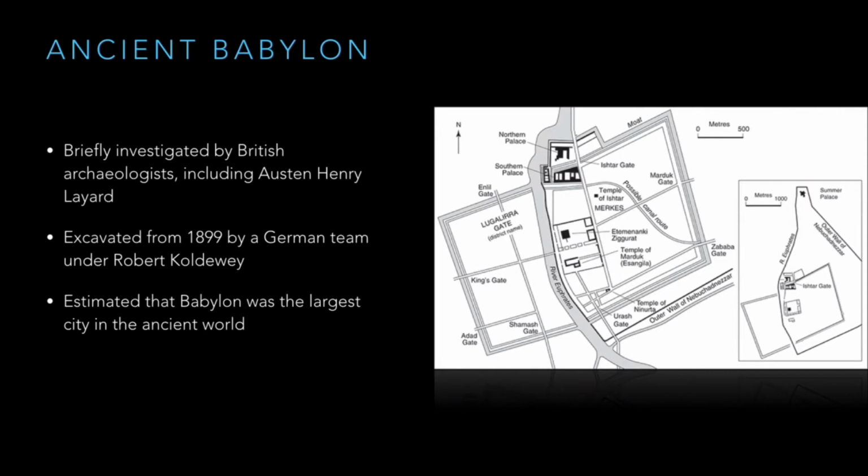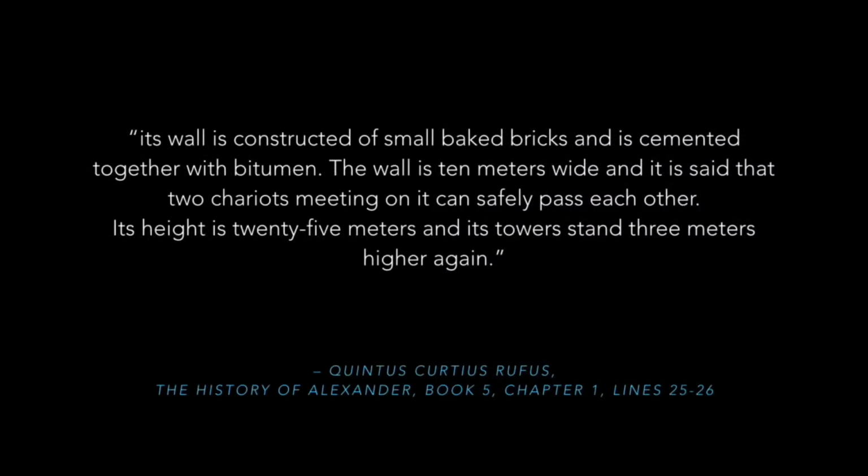The whole city was surrounded by huge double walls made of mud brick. These walls are described by a number of different classical authors. For example, here's one description by a Roman historian called Quintus Curtius Rufus. He says, "Its wall is constructed of small baked bricks and is cemented together with bitumen. The wall is 10 meters wide, and it is said that 2 chariots meeting on it can safely pass each other. Its height is 25 meters, and its towers stand 3 meters higher again."